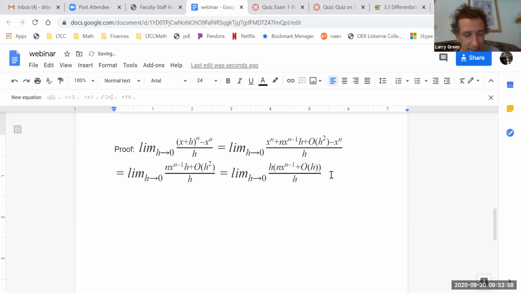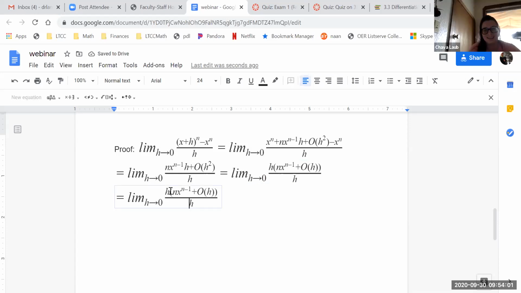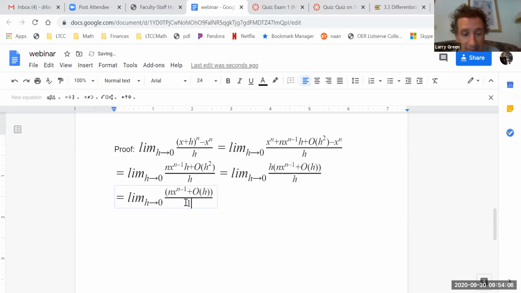Not yet. The h's. I can cancel the h's because I have an h on the top as a factor, and I have an h on the bottom as a factor, and the h's cancel. Now I can plug in, and the idea here is that O of h means h times stuff. Well, if h is 0, what's 0 times stuff? 0. So we get n x to the n minus 1 plus 0 over 1. And that's just n x to the n minus 1. And that's the proof.